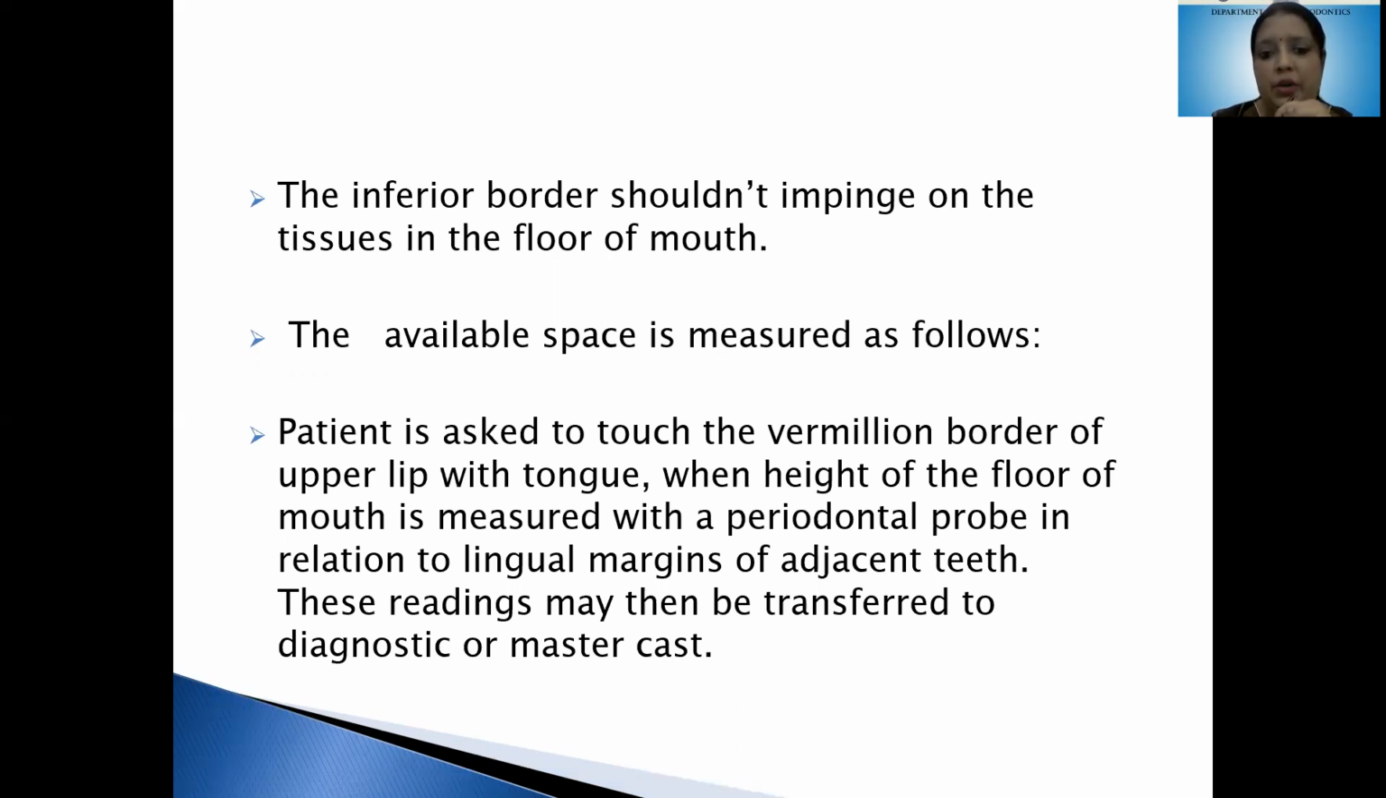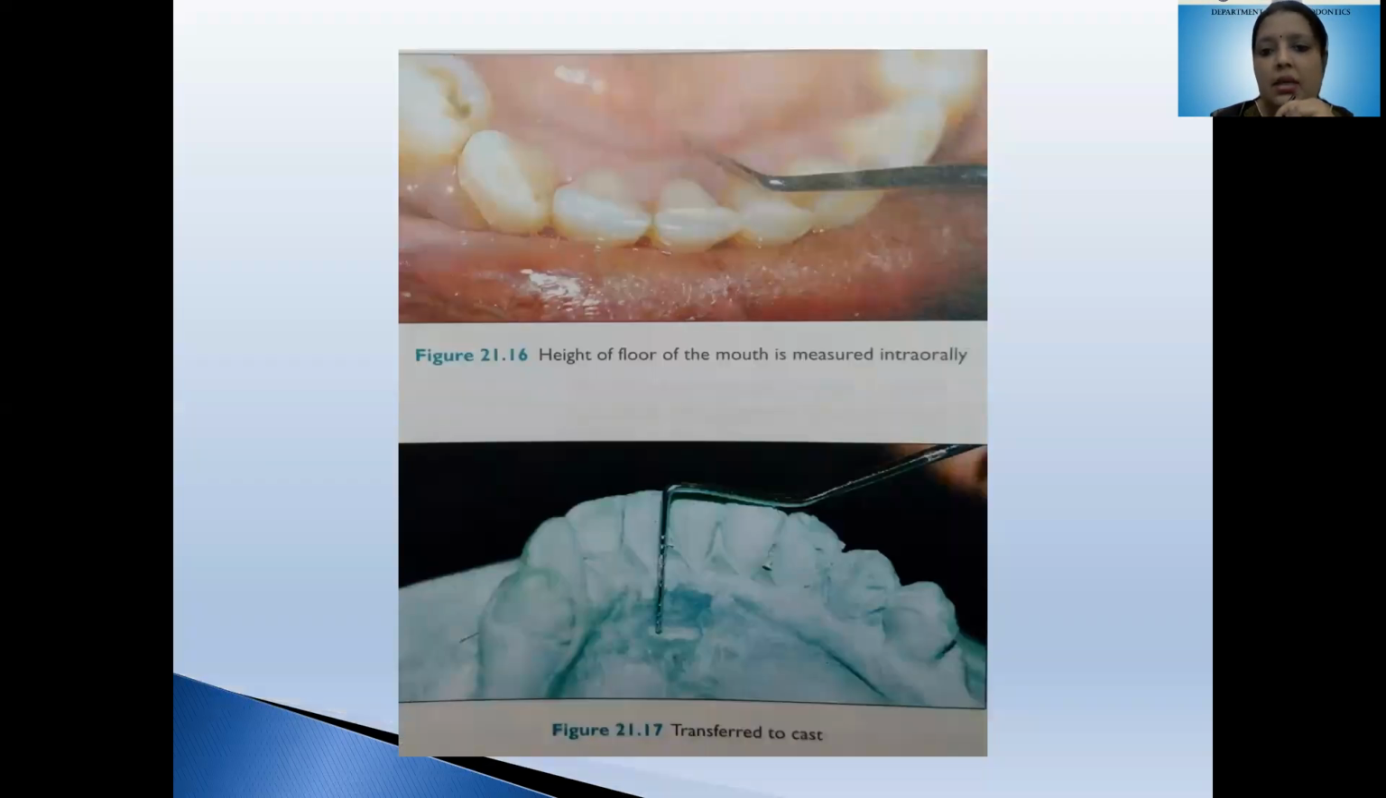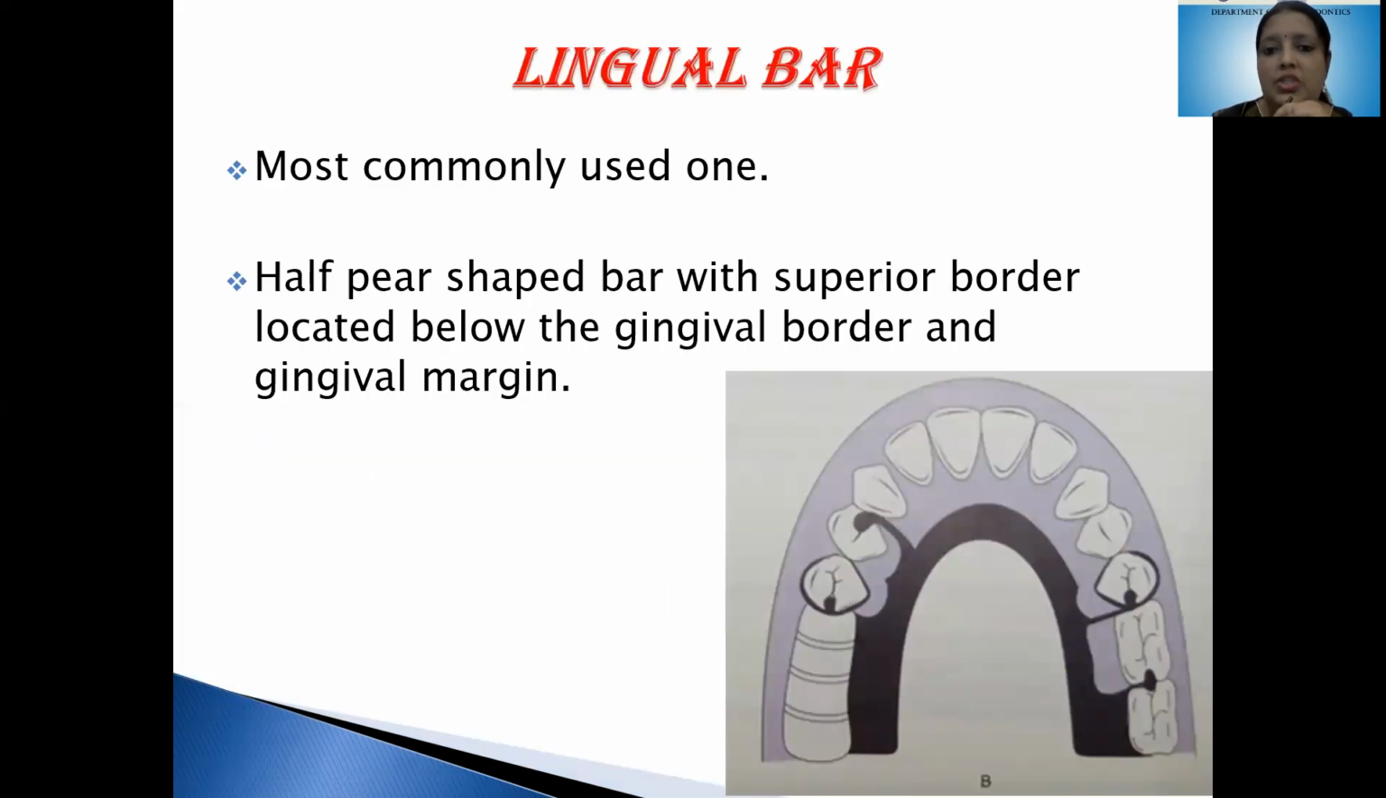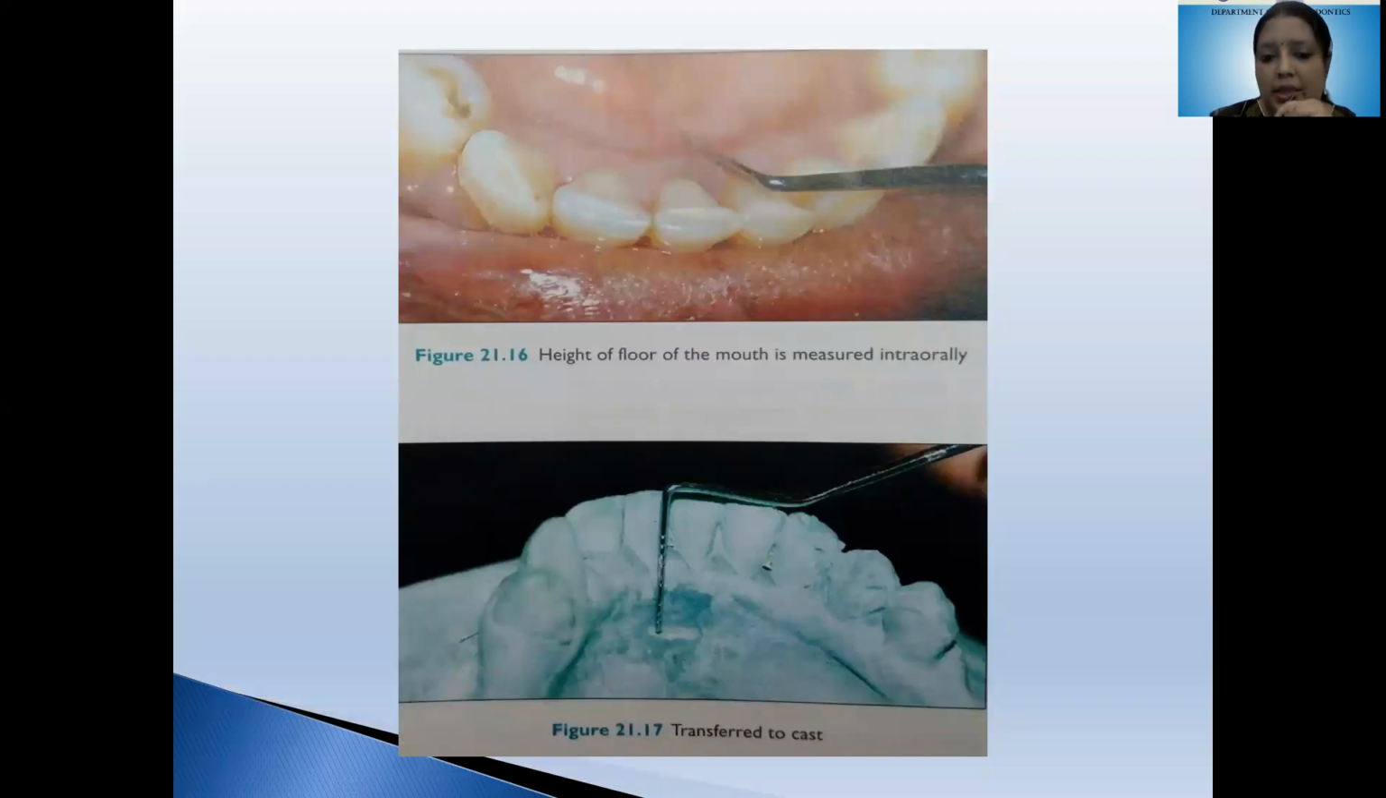A very simple way of doing it is ask the patient to protrude the tongue to touch the vermilion border of the upper lip. Then we take a probe, a Williams probe, and we measure the distance from the floor of the mouth to the free gingival margin. So this tells you how much space is available for placing the major connector. So that is, we ask the patient to protrude the tongue. Then we take a Williams probe, measure the distance from the floor of the mouth to the free gingival margin.